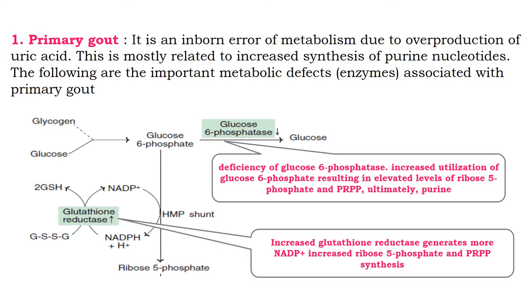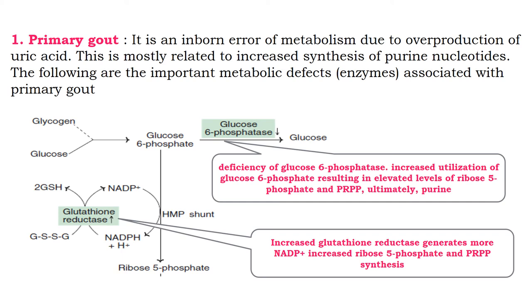Now what happens if there is a deficiency of glucose 6-phosphatase, it leads to increased utilization of glucose 6-phosphate, which is a reason for the elevated levels of PRPP, that is phosphoribosyl pyrophosphate. If we are lacking this enzyme, then it is leading to elevated levels of ribose 5-phosphate. If there is an increased level of ribose 5-phosphate, then also it leads to gout. So these are all the metabolic disorders.